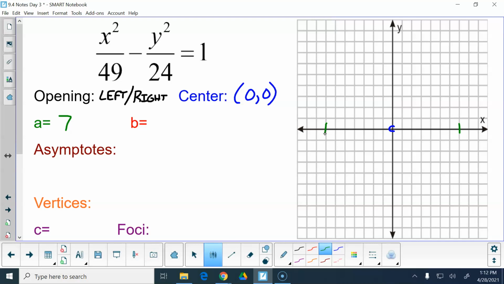What is my B value? So like 4.9-ish? Okay. But really, it's the square root of 24, which is really 2 times the square root of 6, but we're going to call it 4.9. So 1, 2, 3, 4.9. So now we can draw in the box.